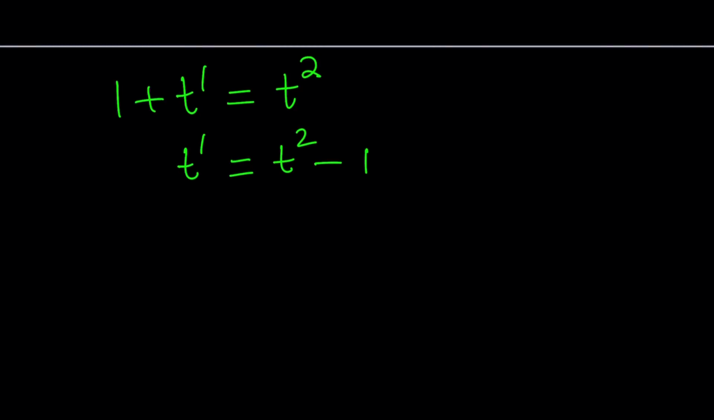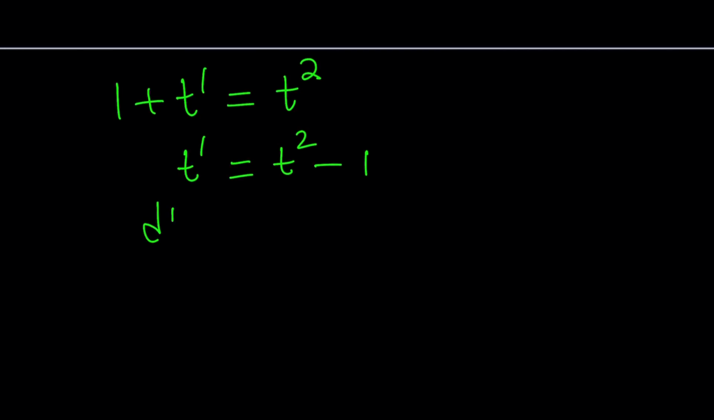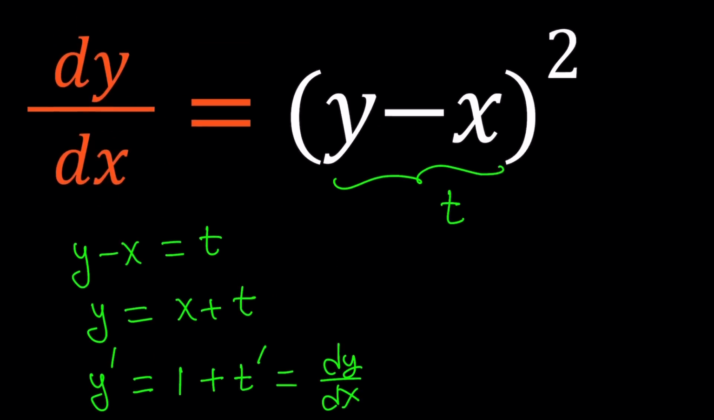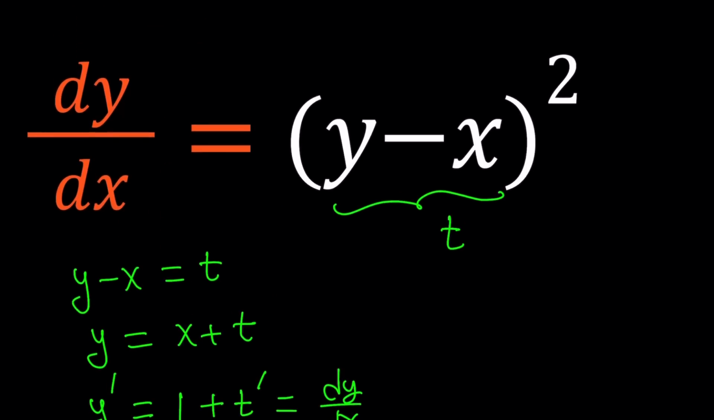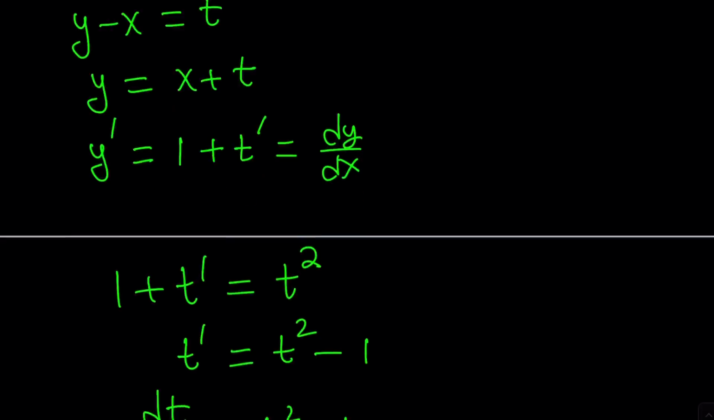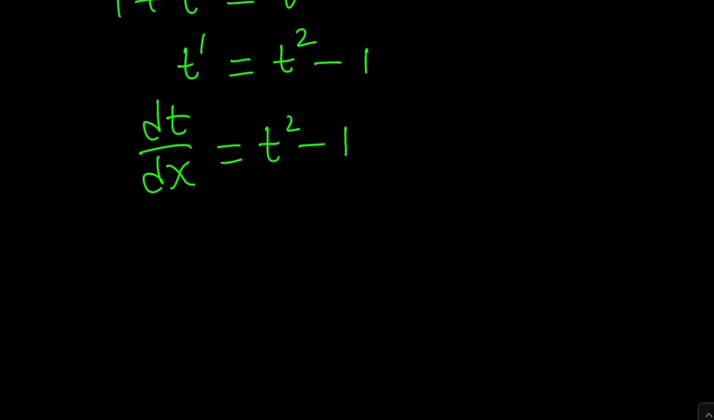So here's what we're going to do instead. We're going to replace t prime with dt over dx. And then this becomes a separable differential equation. Notice that at the very beginning it wasn't separable because y and x were mixed together and they were squared. So that made it even worse. But now we've got a nice separable equation.